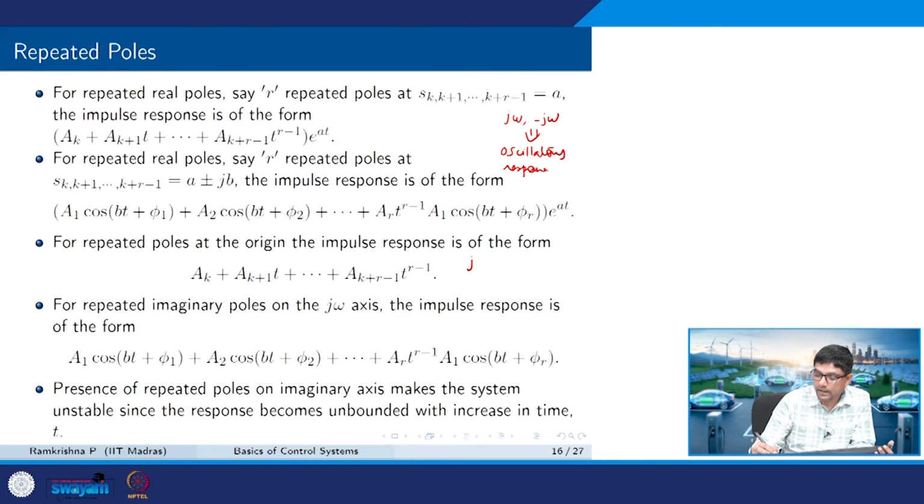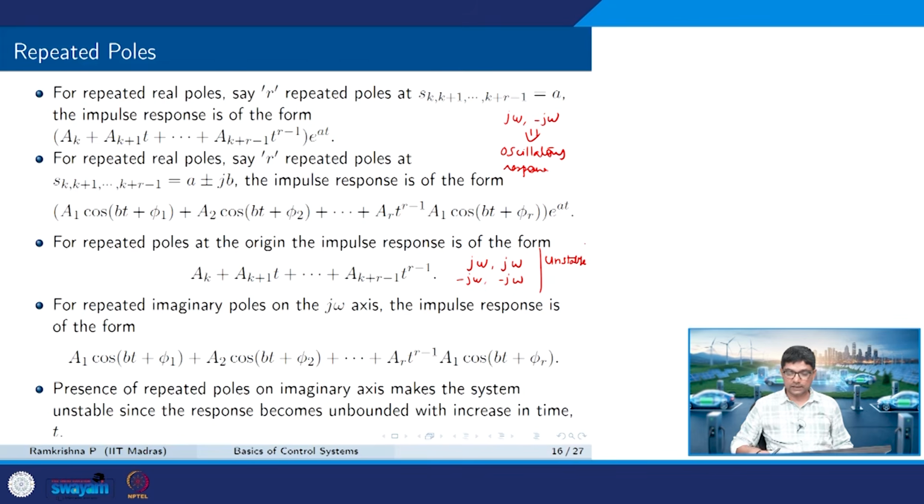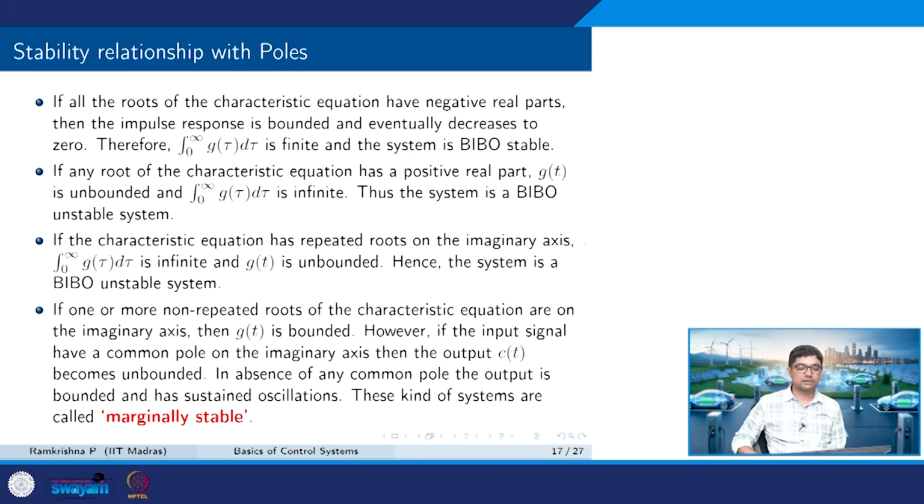Okay. Now, what if I have j omega, minus j omega, minus j omega? In this case, the system will become unstable. Of course, the math is here, but I'll skip that part. When you have repeated roots on the imaginary axis, then the system goes to instability.